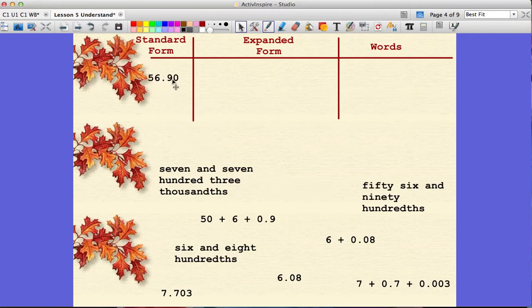So if I take 56 and 90 hundredths, that's how it's written in standard form. So now I need to find that number in expanded form. Right? So let's look for the expanded forms.